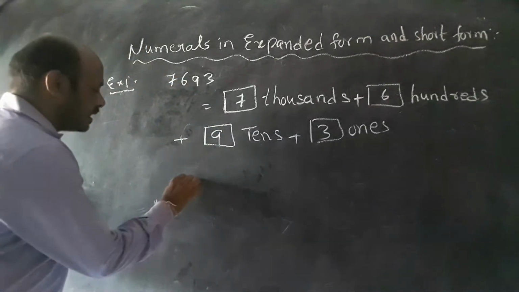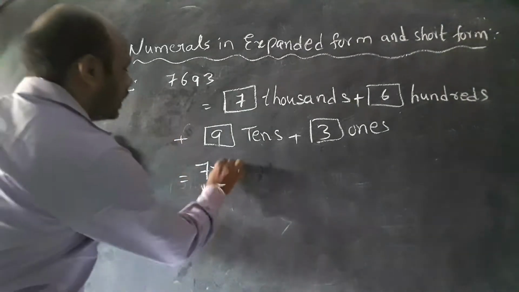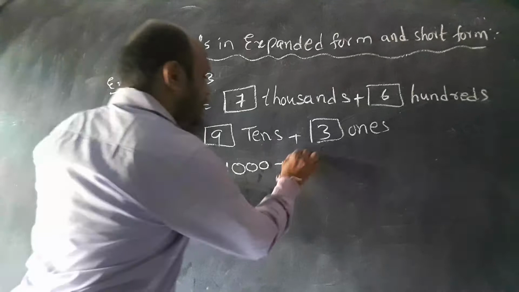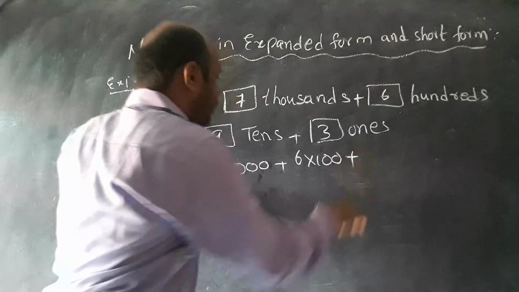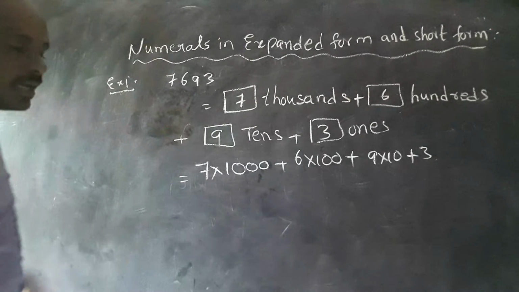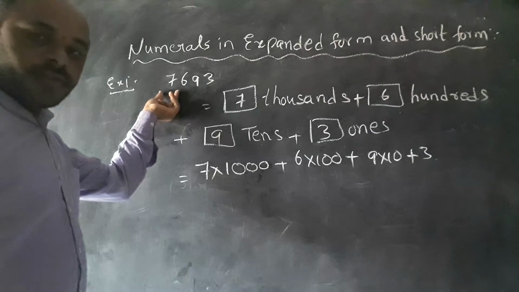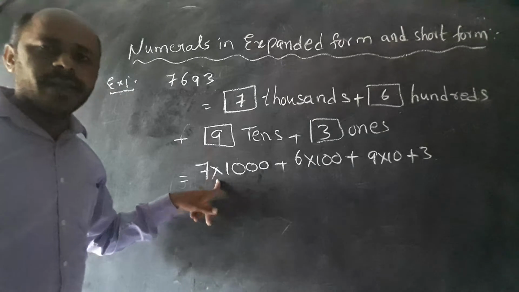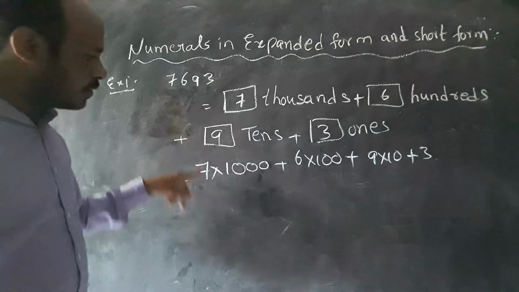Now one more thing. See, 7 is in which place? Thousands place, so 7 into 1000. Then the next one, 6, is in which place? Hundreds place, so 6 into 100. 9 into 10, the tens place. 3 in the ones place. Okay, like this way also we can arrange. Whatever number is there in the place value, that number we write directly and multiply by the place value. 7 is the number, place value is thousands place, so 7 into 1000 you can write.